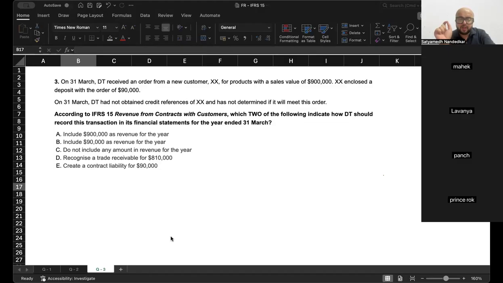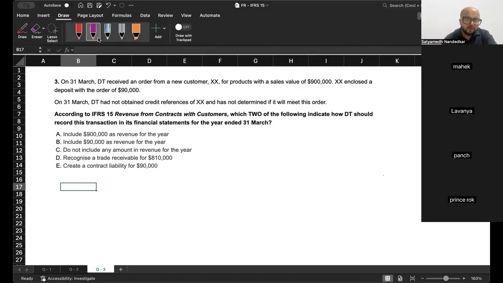If promise under the contract has not been fulfilled, you cannot recognize any amount as revenue, which means first of all, this is wrong. Include 9 lakh as revenue, wrong. Include 90,000 as revenue, wrong. Do not include any amount for revenue, correct. Recognize a trade receivable, no, trade receivable तभी record होगा when there is sale. If there is no sale, there cannot be a trade receivable. Or enter a contract liability for 90,000.